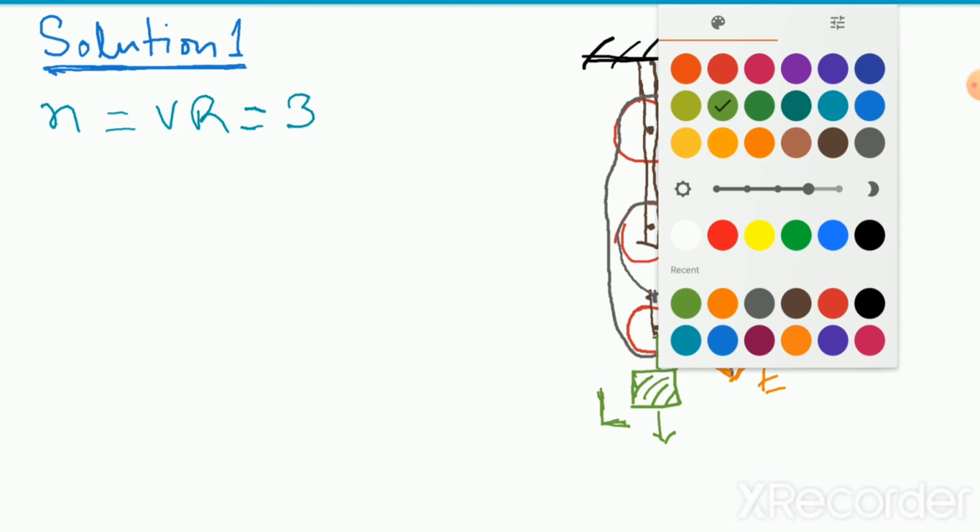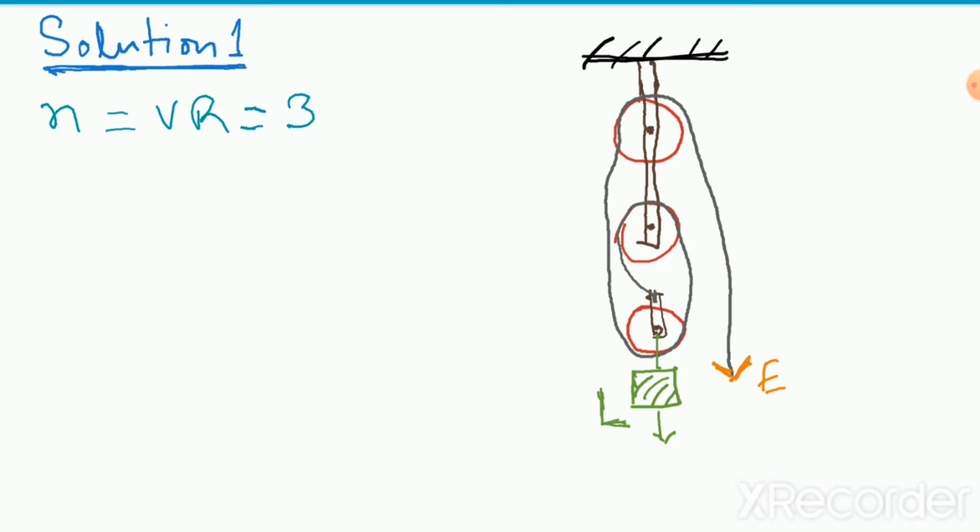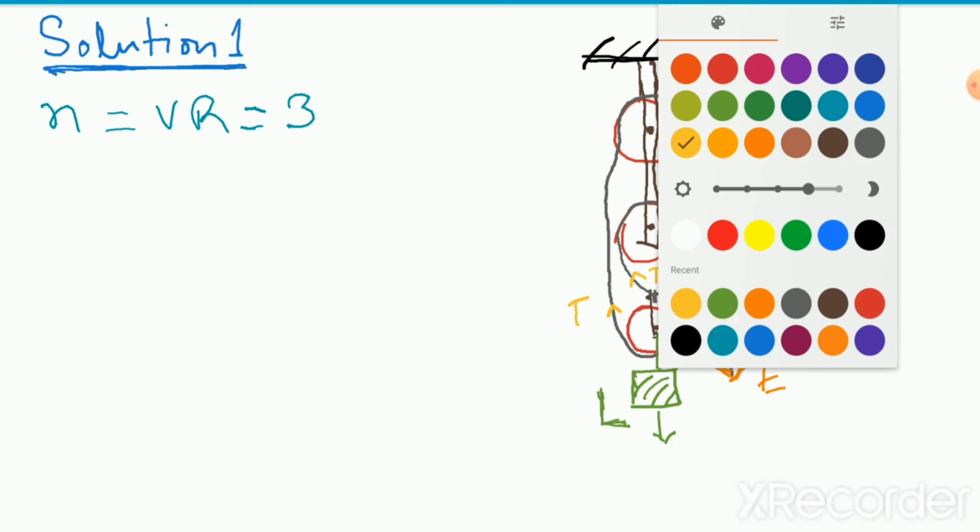If I consider the tensions in the string, since the string is the same, the tension throughout the string will be the same, only the directions at different points will be different. So here will be another tension T, here will be another tension T. So these are the tension points. Okay, so this is the diagram. I think the diagram is clear to all of you.